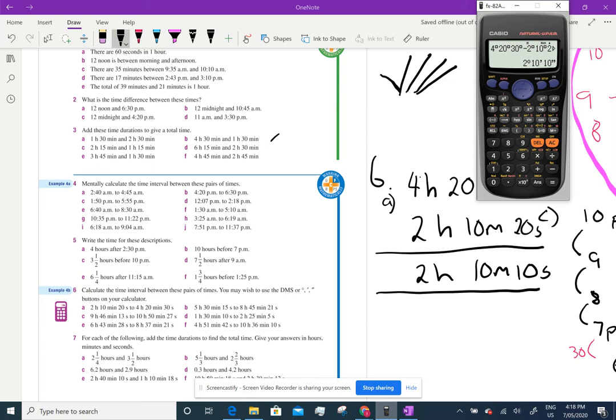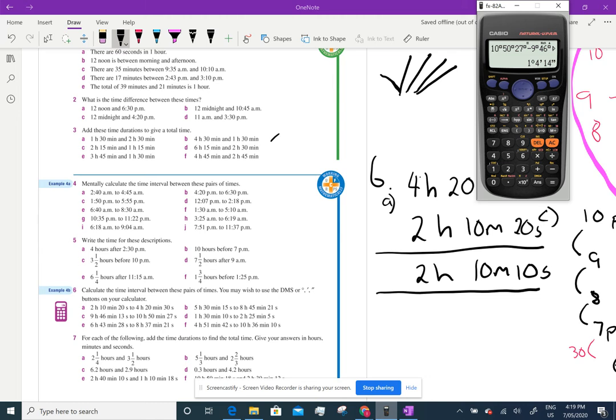So I'm going to do the next one on the calculator. So I'm going to write the bigger one, which is the second one. 10 hours, 50 minutes, 27 seconds. And this is question 6C. I'm doing the first column. Minus 9 hours, 46 minutes and 13 seconds. So 1 hour, 4 minutes and 14 seconds. And that's the correct answer.